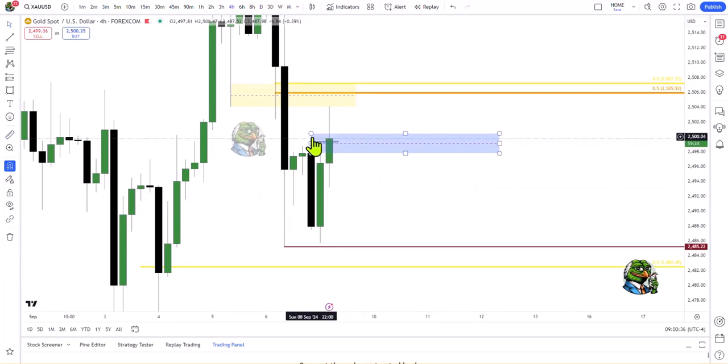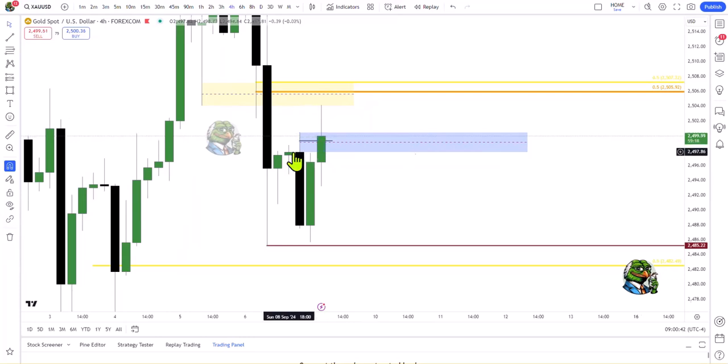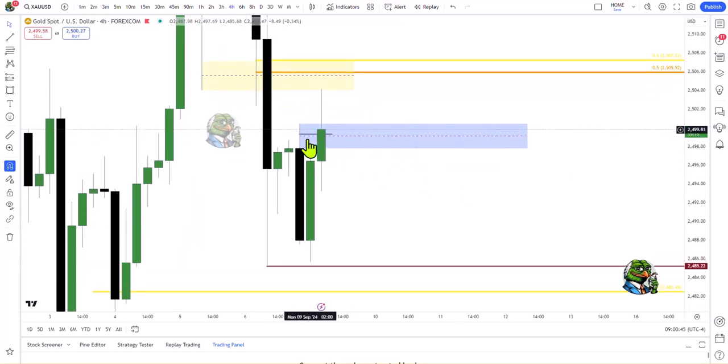So we've come into the high there of this 4-hourly bullish order block, okay? So it's anywhere between the high and the open, right? That's a reasonable entry. So there's not much, I mean, maybe down to the midpoint perhaps.